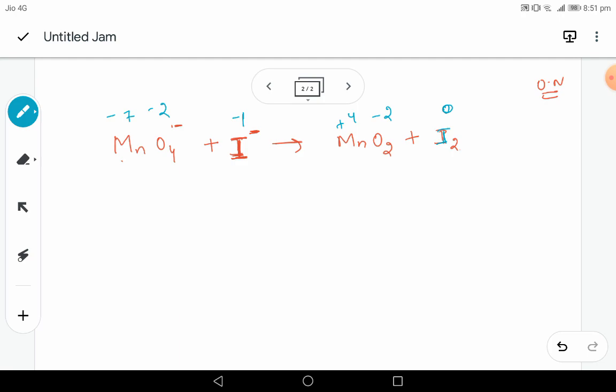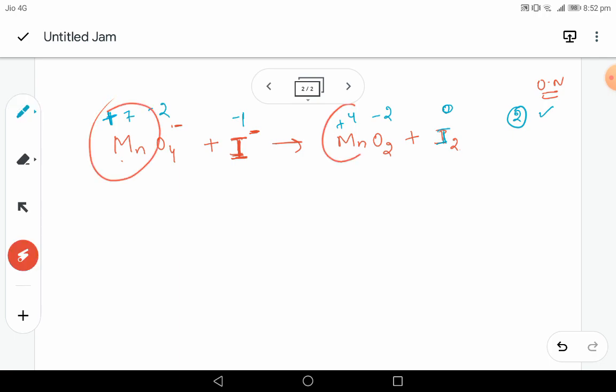Now comes the second step. We have to see where the oxidation number is increasing and where it is decreasing. So if you see carefully, Mn is plus 7. Sorry, it was plus 7. Mn is plus 7 here and here it is plus 4. So the oxidation number has decreased. It means it is undergoing reduction. And here I is minus 1. And here I becomes 0. So the oxidation number has increased. So it is undergoing oxidation.